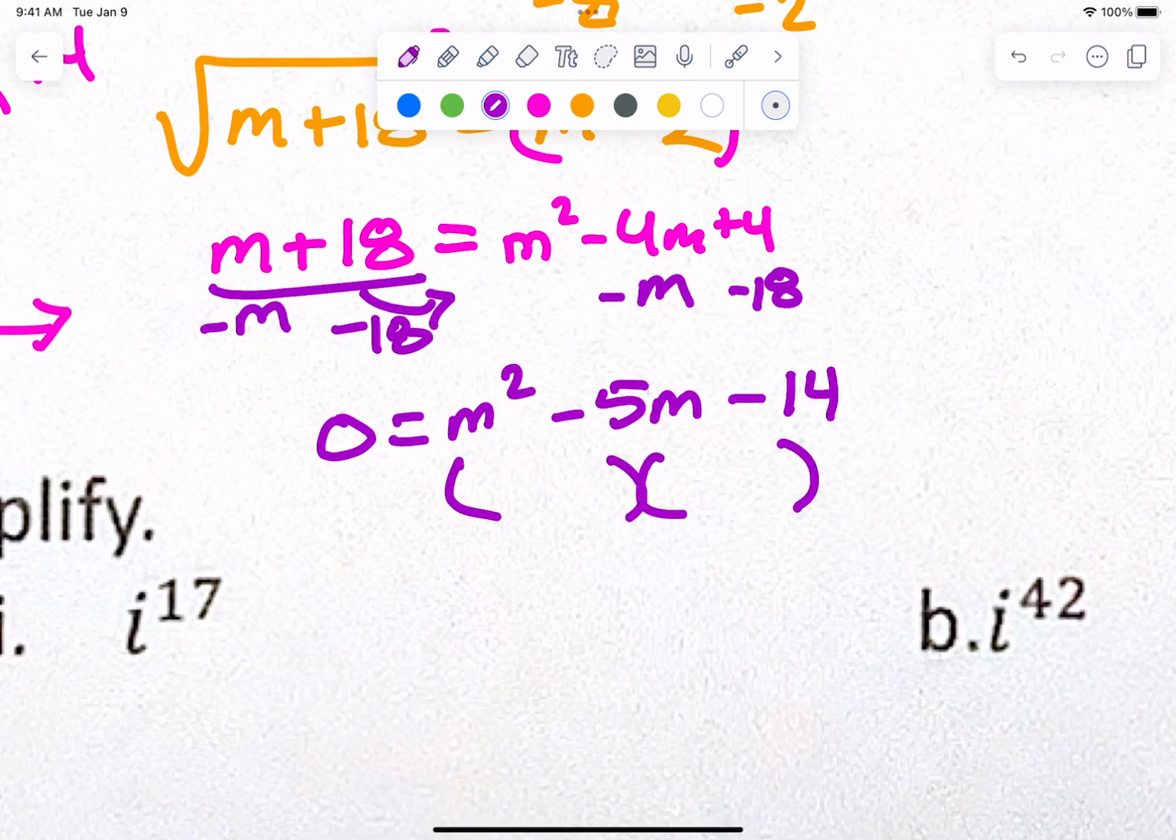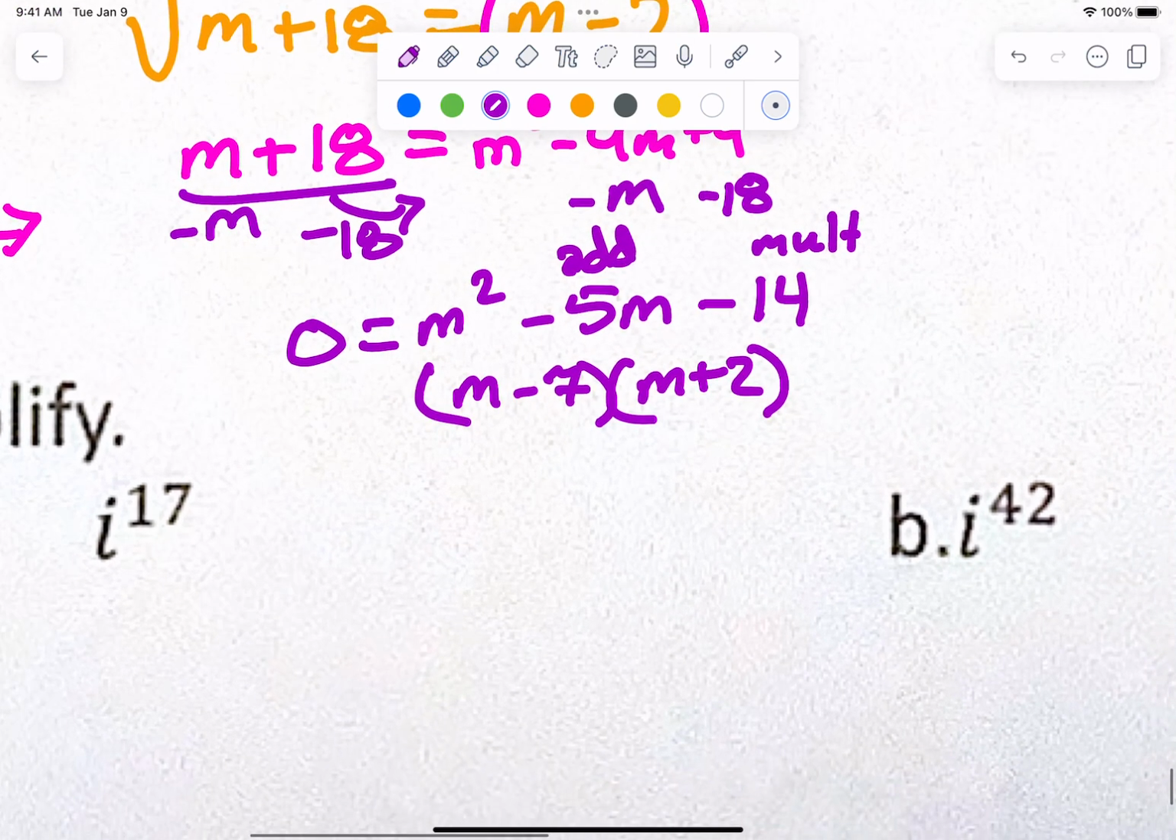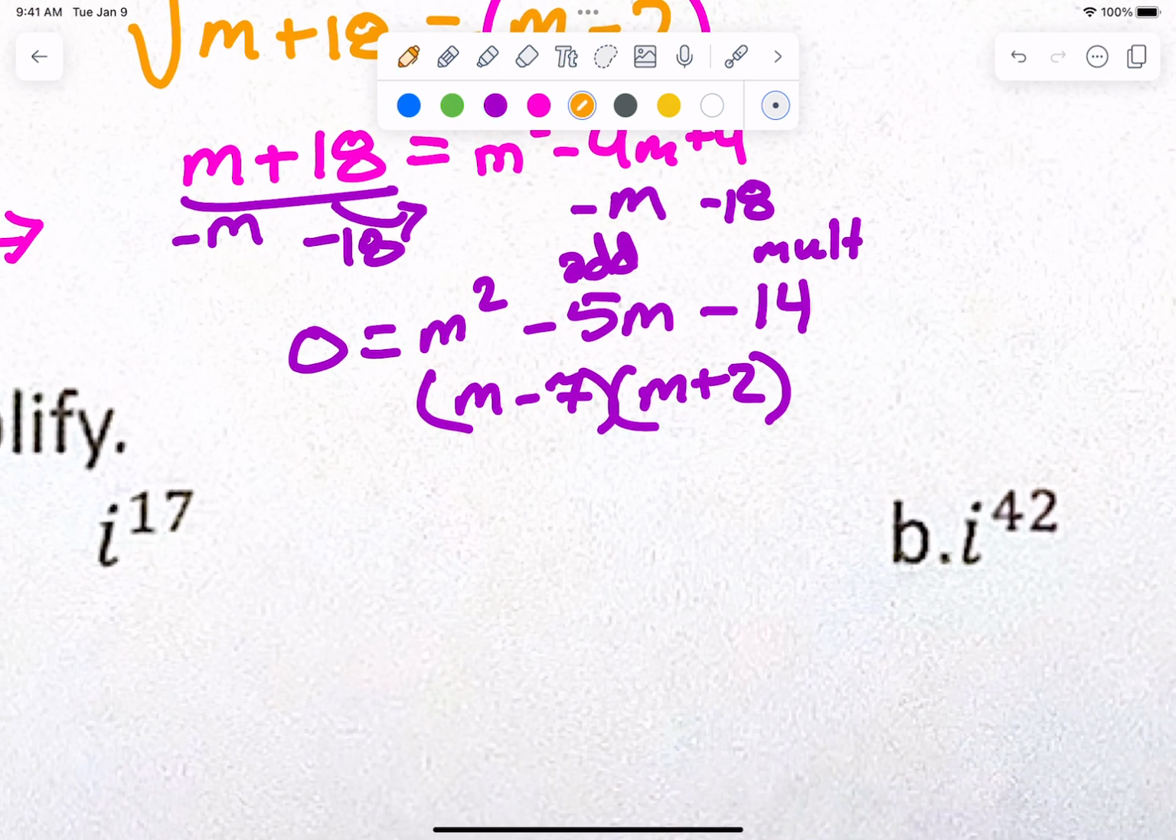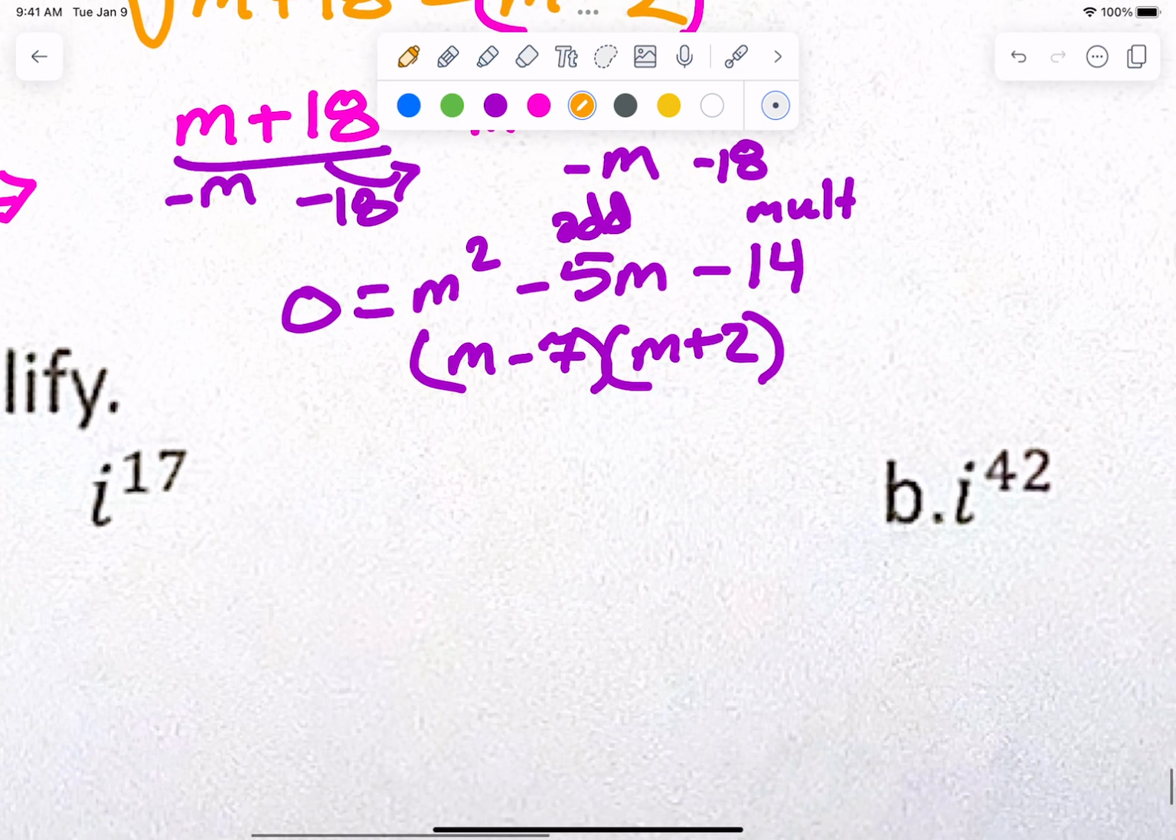Multiply to get negative 14, add to get negative 5. Negative 7 and 2, right? M minus 7, M plus 2. Do I have to set them equal to something? Yes. M equals positive 7 and M equals negative 2.